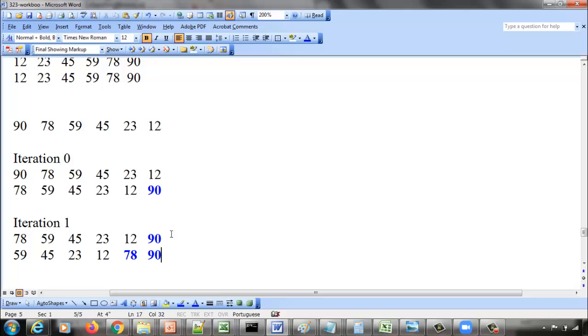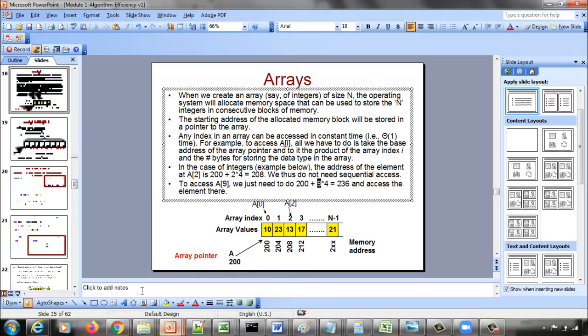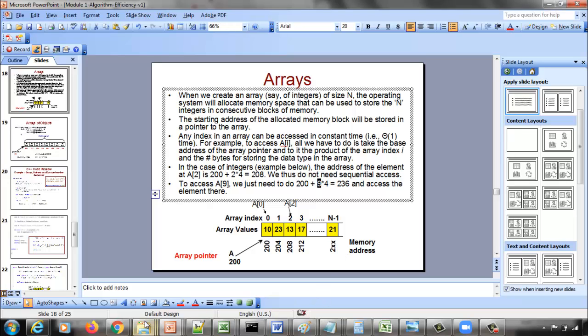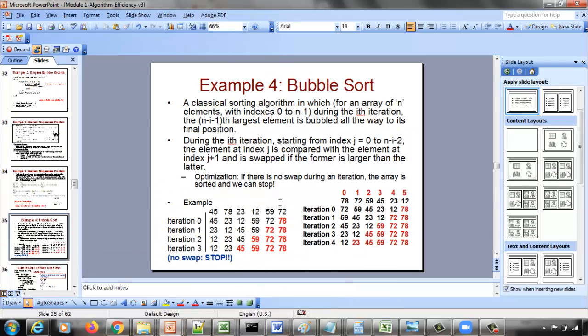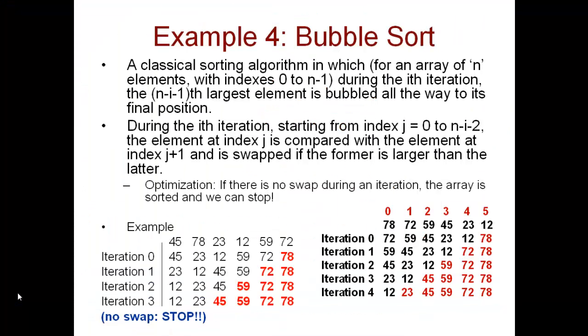In the next iteration, you will notice 59 will bubble all the way to its final position, and so on, like this. And then 45 will go all the way to its final position, and then between 23 and 12, 23 will go to its final position. So if the array is reverse sorted and we want to sort it in the increasing order, then we need to go through all the iterations, and that's the worst case time complexity scenario.